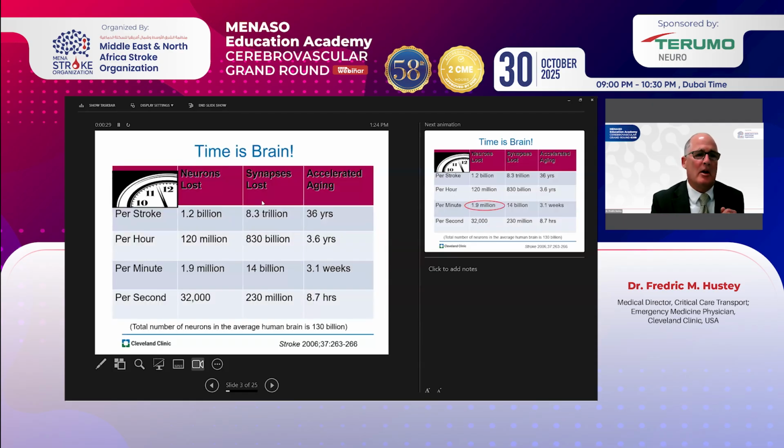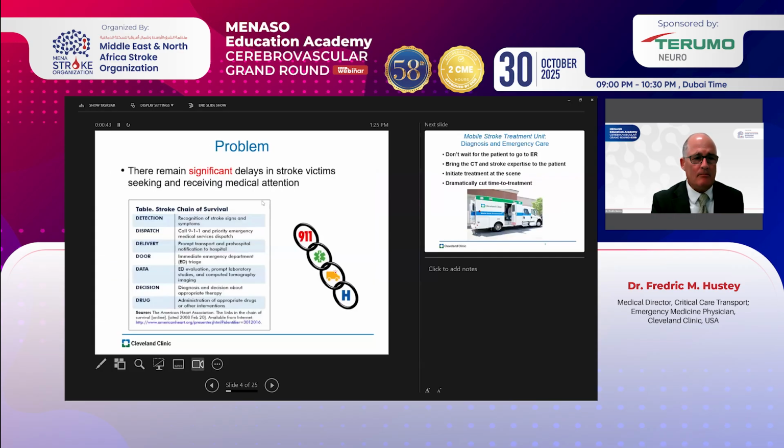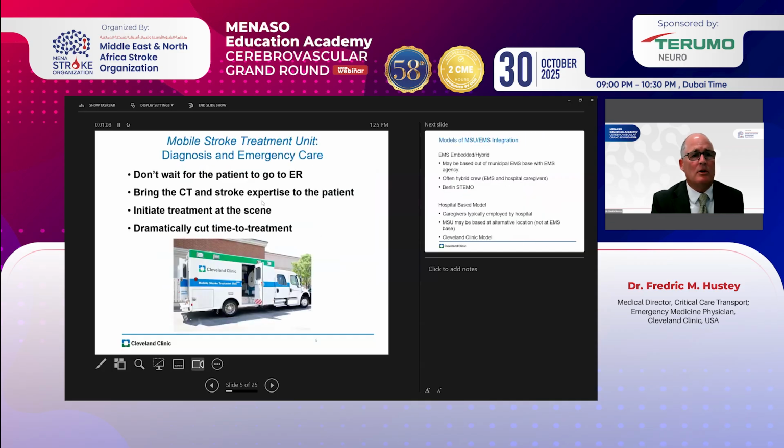And so, as Dr. Hussein pointed out very well, time is brain. It's not just about the treatment in acute stroke, but it's about the time to treatment in acute stroke, because every minute that goes by, we lose roughly 1.9 million neurons, and the likelihood of long-term disability increases. Unfortunately, there are still many challenges to seeking and receiving timely medical attention. That goes anywhere from the detection of the stroke to dispatching the EMS system, delivering the patient to the ER, getting through the ER, getting all the processes done that need to be done, and then the decision to intervene, whether it's TPA, TNK, or some type of endovascular intervention. And so this is where mobile stroke units come in.